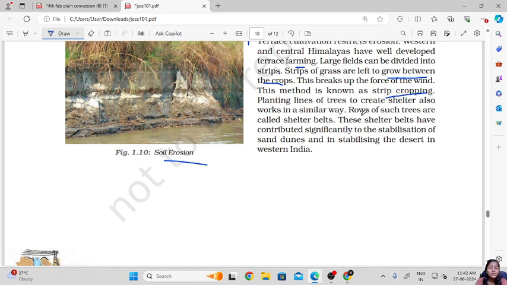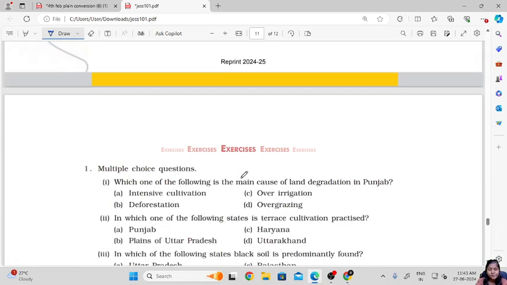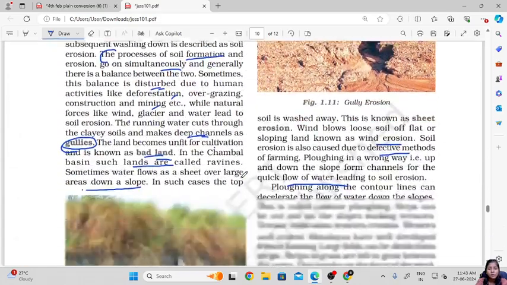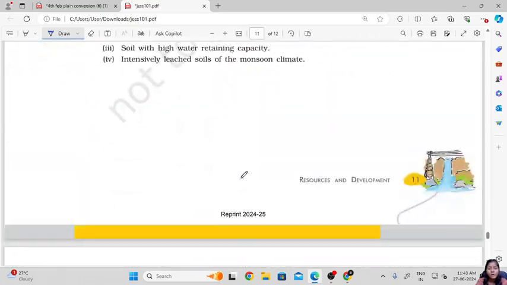Then planting lines of trees to create shelter also works in a similar way. Rows of such trees are called shelter belts, and these belts have contributed significantly to the stabilization of sand dunes and in stabilizing the western desert in western India. Okay, so this is what soil erosion and soil conservation is all about.